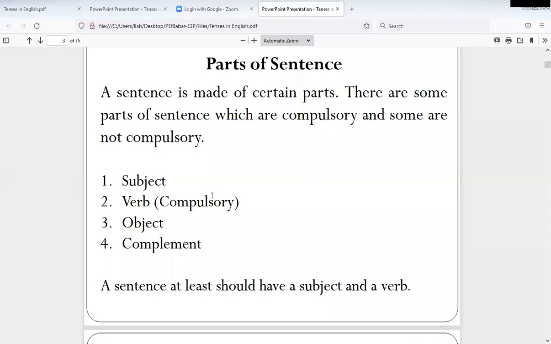Let me share the screen. Is it visible? I have shared the screen. Is it visible or not? Yes, sir. Visible. Okay.